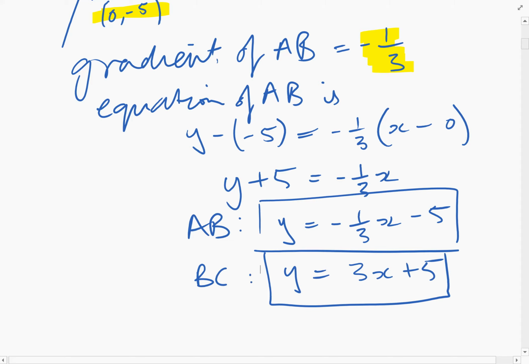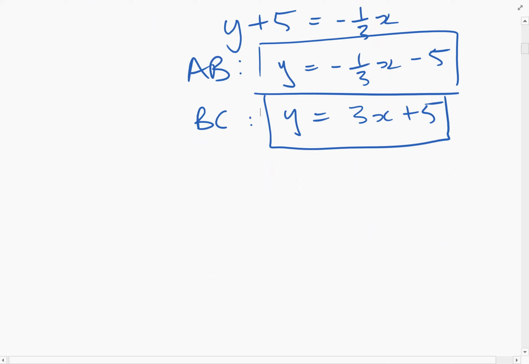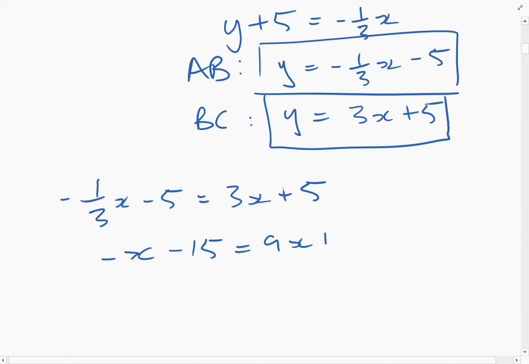If we put those two equal to each other and solve, we've got minus 1/3 of x minus 5 equals 3x plus 5. Let's multiply everything by 3. So minus x minus 15 equals 9x plus 15. Let's get all the x's on the right, the numbers on the left. So minus 30 will equal 10x. So x will be minus 3.